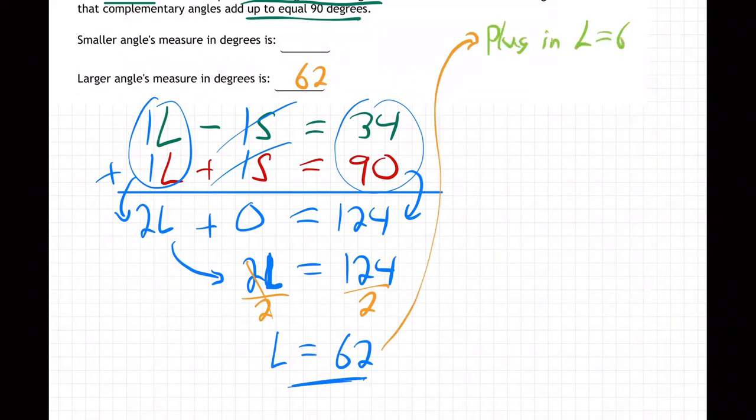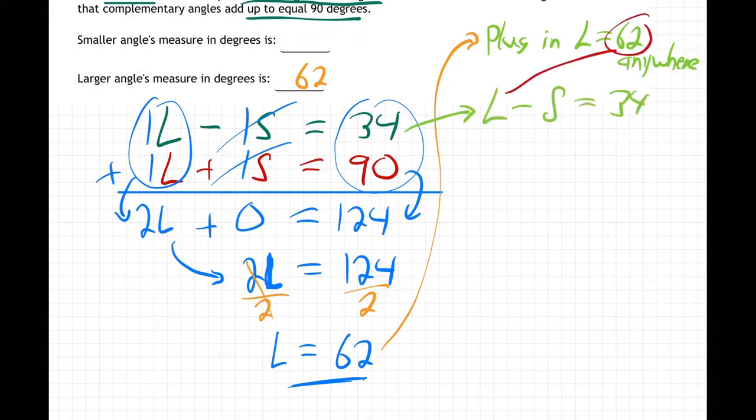Plug in L equals 62 anywhere. So I'm going to grab this equation. First equation, second equation, doesn't matter. L minus S equals 34. Grab that 62, plug it in. 62 minus S is 34.